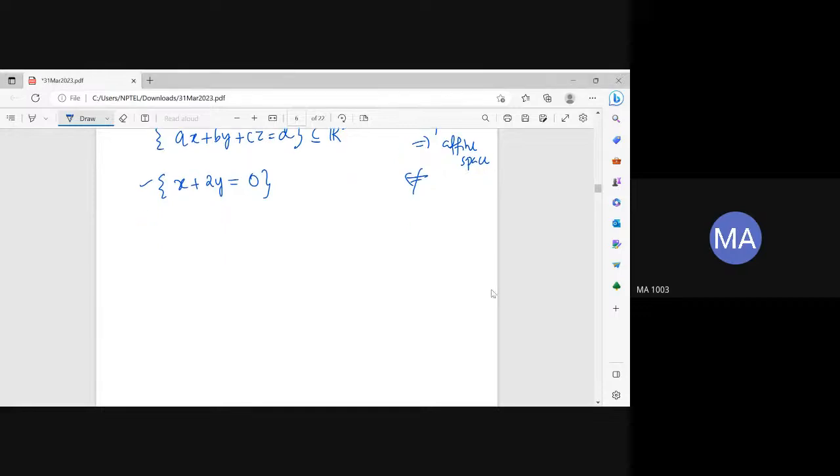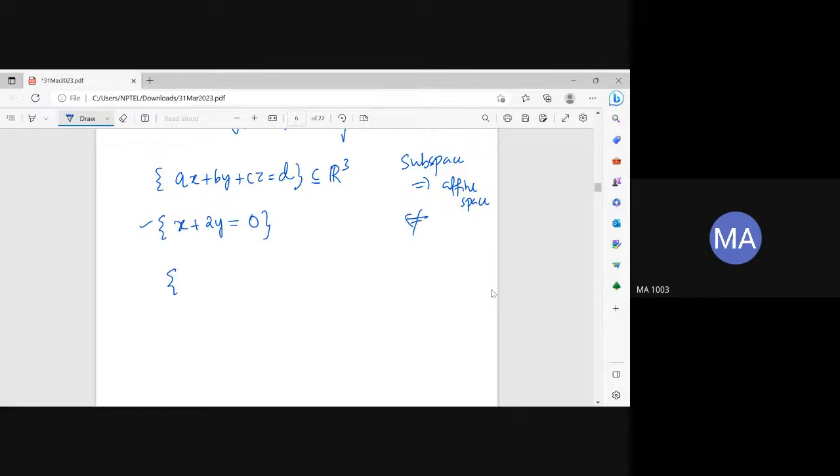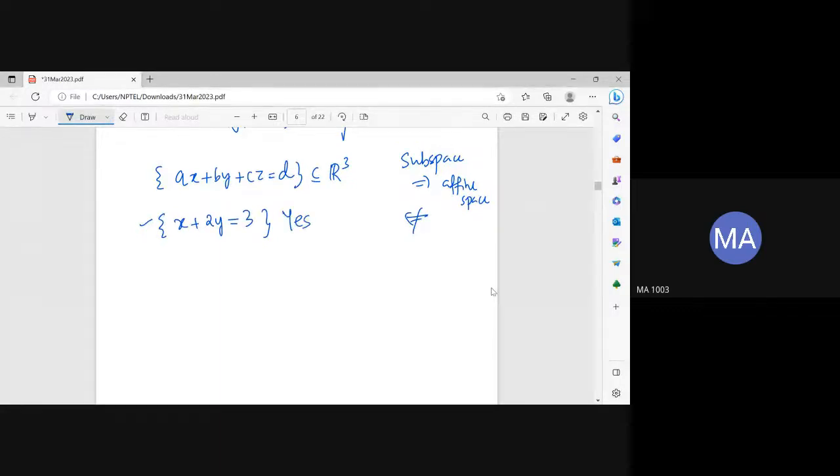So it's going to be something like this. You're going to have an equation, say x plus 2y is equal to 3. Is this an affine space? Yes, because there is a subspace x plus 2y equal to 0, which, when translated, gives you this. See, this plus, what is the point that you have to add? 3, 0, right?